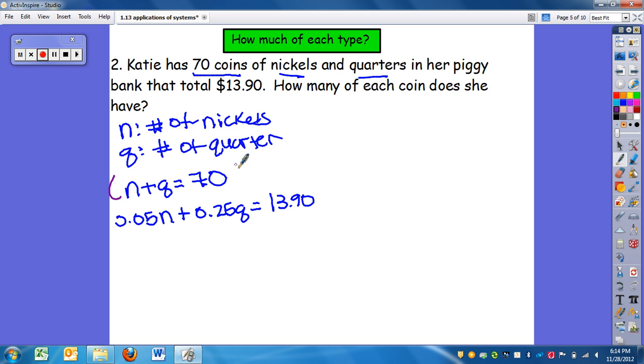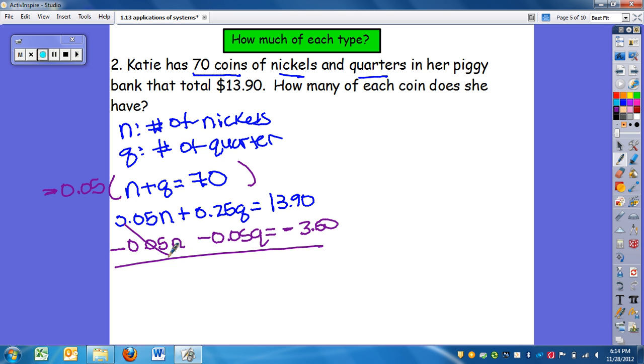So I'm going to eliminate my N's. So I'm going to multiply by negative 0.05. I have negative 0.05N minus 0.05Q, and that gives me negative 3.50. My N's cancel. I get 0.2Q when I subtract them, and right here I get $10.40. Divide by 0.2. Q comes out to be 52 quarters.